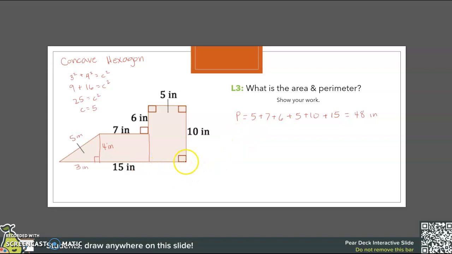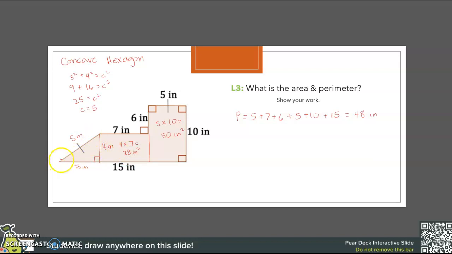The area of this concave hexagon is the area of the rectangle plus the area of the other rectangle plus the area of the triangle. So the area of the rectangle, which is a 5 by 10 rectangle, is 50 inches squared. The area of this 7 by 4 rectangle is 28 inches squared.